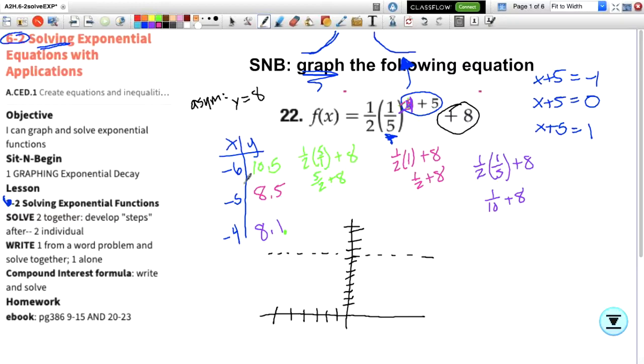I'm going to go over to negative 5, which is right here, and then I'm going to go up 8.5, so right about there, maybe even a little smaller. And then I'm going to do my last point, which is over to negative 4, 1, 2, 3, 4, and I'm going to go up 8.1. So you can see it's already getting really darn close to that line.